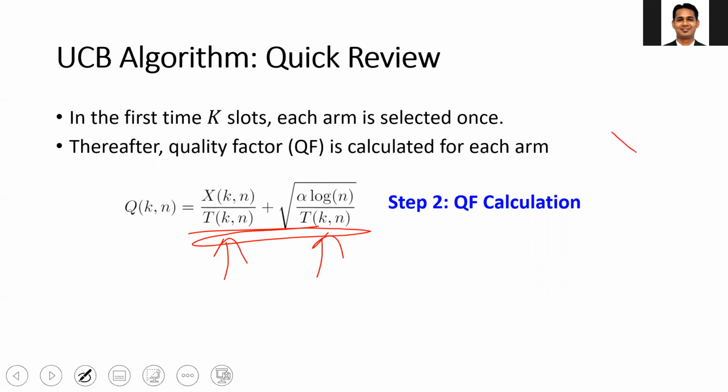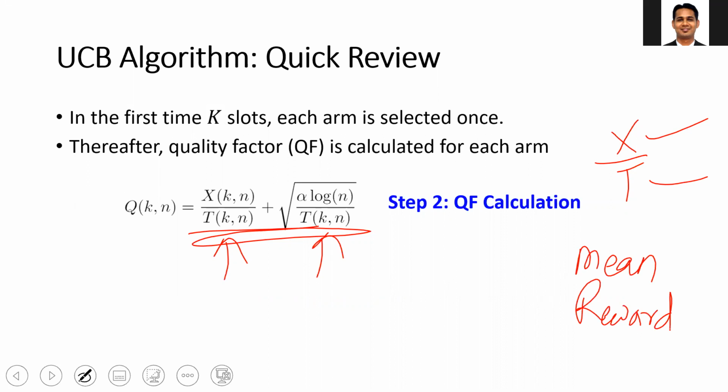So x by t indicates how many times I have selected the arm, where t is the number of times I have selected it, and how much reward I got. So x by t indicates my mean reward of a particular arm, and ideally I should select the arm which has the highest mean reward. And this factor indicates the exploration factor.